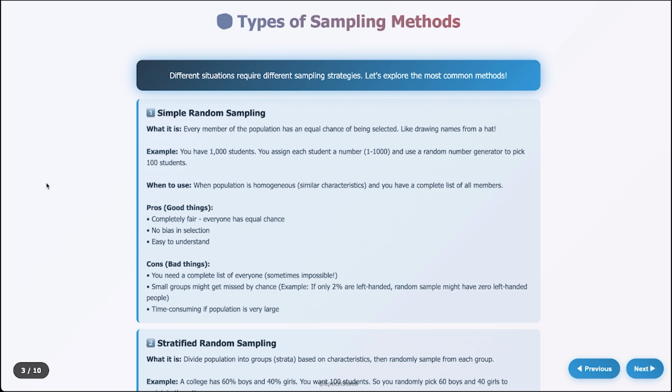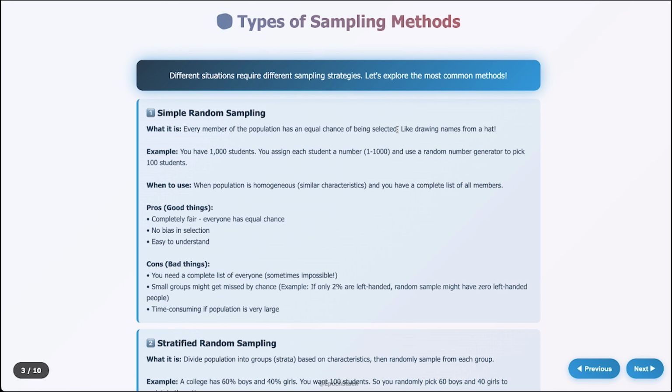Now we are going to study the types of sampling methods. These sampling methods are used in different situations, and we will be studying the most commonly used methods. The first is simple random sampling. Here I will be reading the text and then I will explain it to you. Every member of the population has an equal chance of being selected.